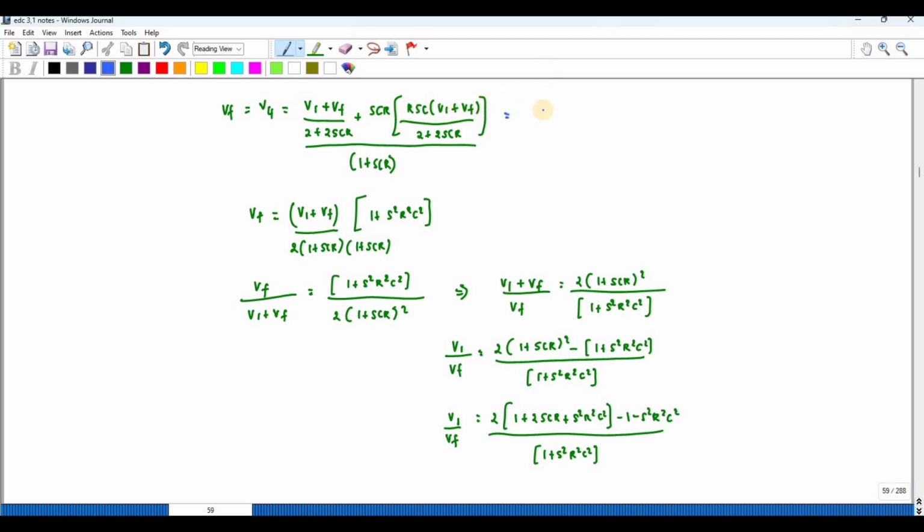Let me derive this one. V1 plus VF divided by 2 plus 2 SCR. If you take this one common, you will get 1 plus R square S square C square, divided by 1 plus SCR. This you can write as, if we take 2 common, (V1 plus VF) divided by 2 into (1 plus SCR) into (1 plus SCR), that is into (1 plus S square R square C square). So this will be a whole square, and if I divide the whole term by V1 plus VF, you will get this equation.